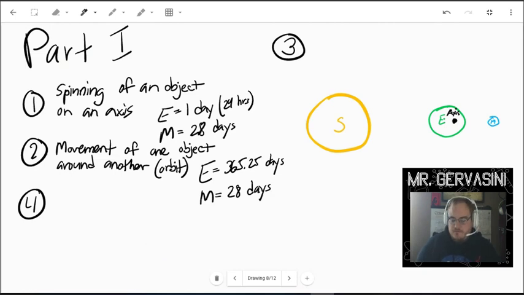So the rotation and revolution for the Moon is the same. The rotation and the revolution for the Earth is different. Rotation for the Earth is 1 day, 24 hours, and then the revolution of the Earth around the Sun is 365 and a quarter days, which is why every 4 years you get a leap day. Because if you don't offset those quarter days, you're going to have your calendar get out of sync. You don't want that to happen.